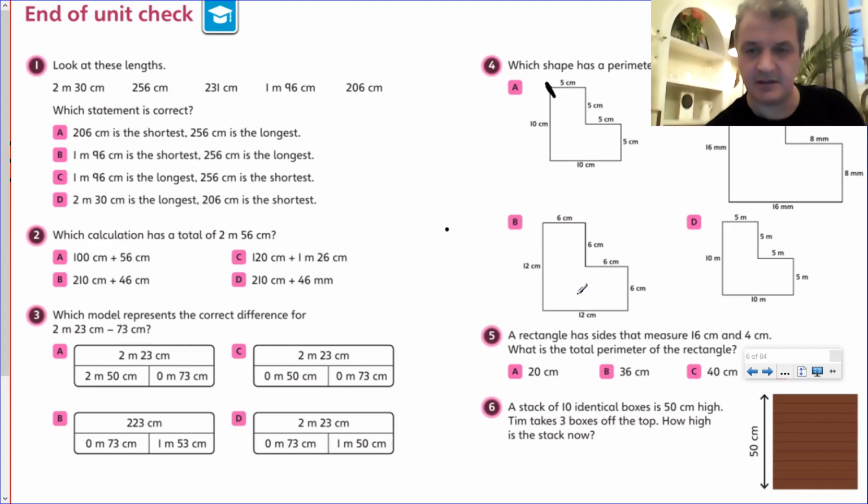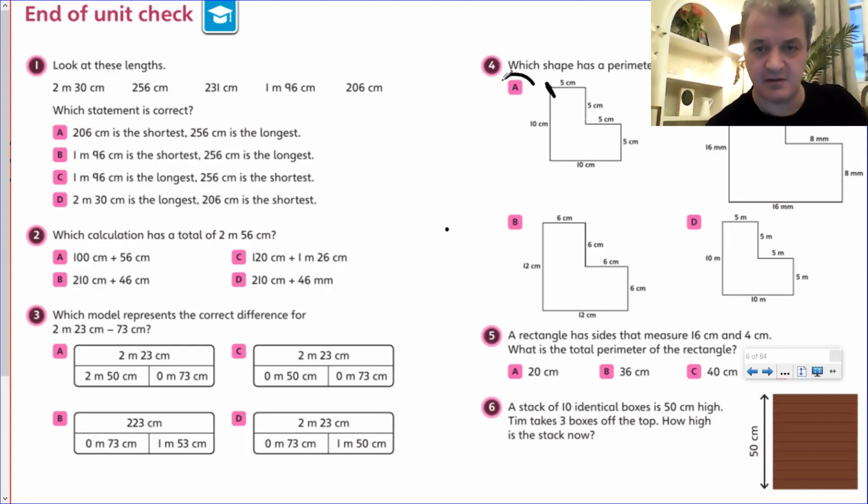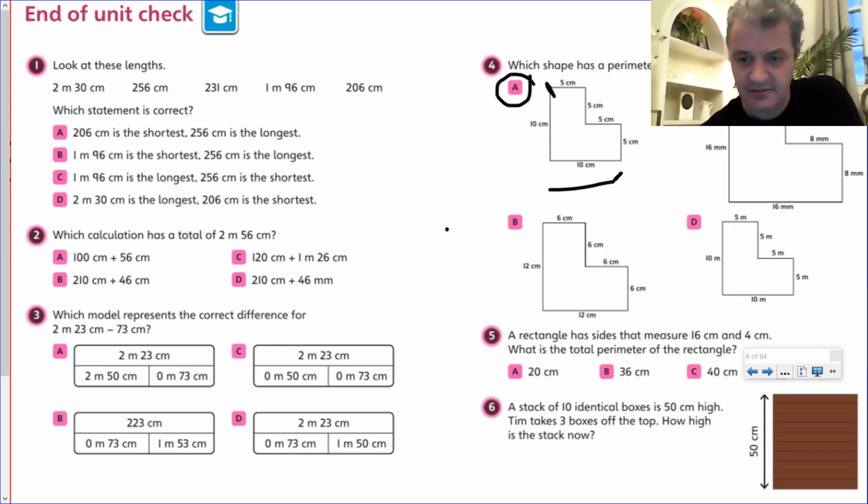Really important. Okay, so 5 add 5 is 10. Our number bonds to 10, 5 and 5 is 10. 10 add 5 is 15. Add another 5 is 20. 20 add 10 is 30. Add 10 is 40. So I know that the perimeter of shape A is 40 centimeters. Now I can just do a quick look at B, 6, 12, 18, 24.